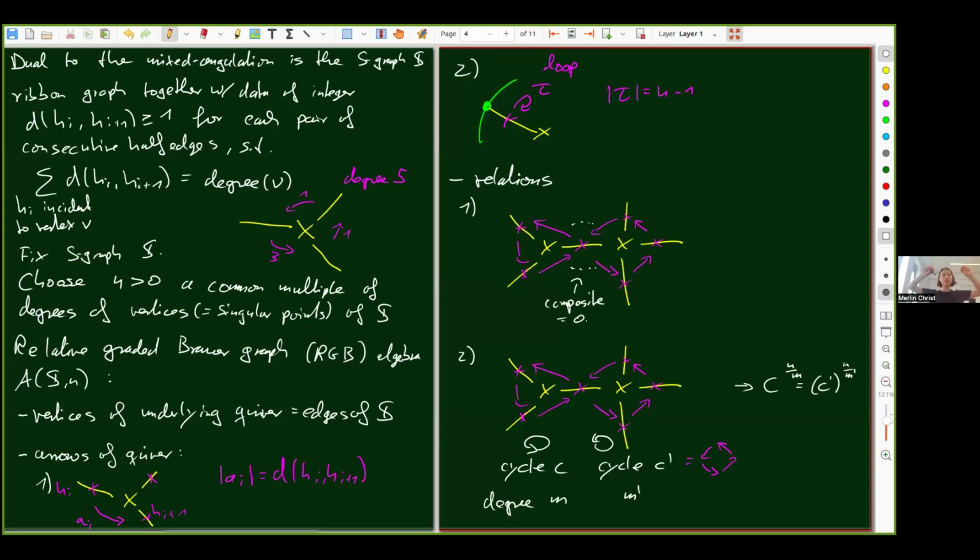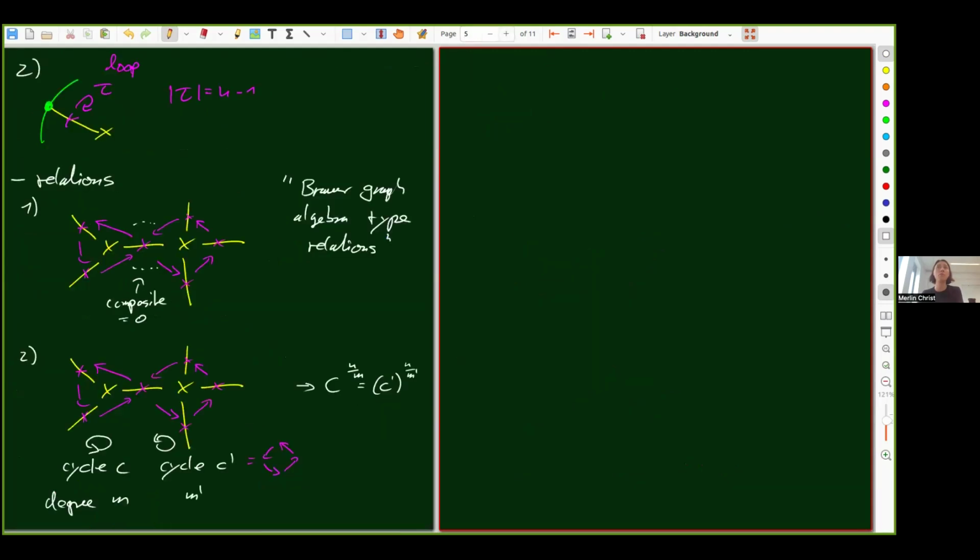So basically, if you have two different vertices, and then the arrows coming from the two different vertices, they just compose to zero. This is your relation. Right. So these are the two types of relations, and these are Brauer graph algebra type relations. So they're very, very similar. Actually, they're just a graded analog of the relations you have in a Brauer graph algebra.